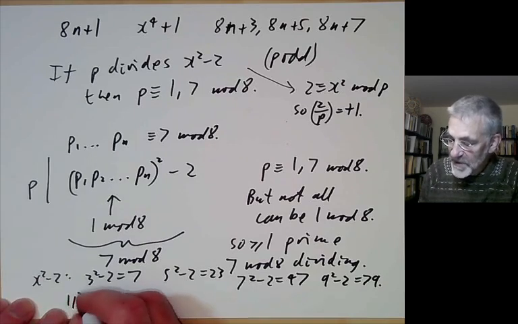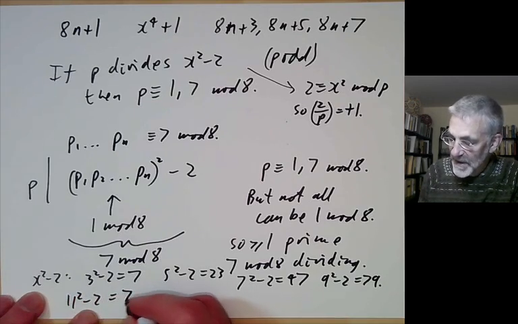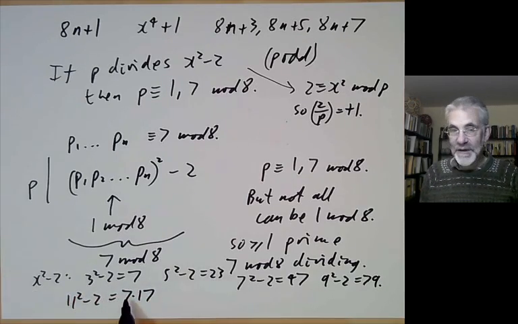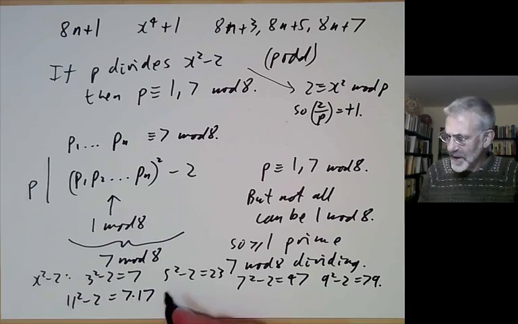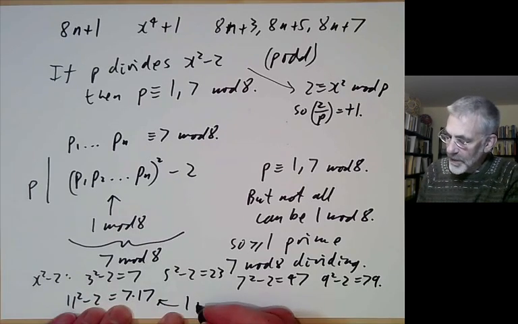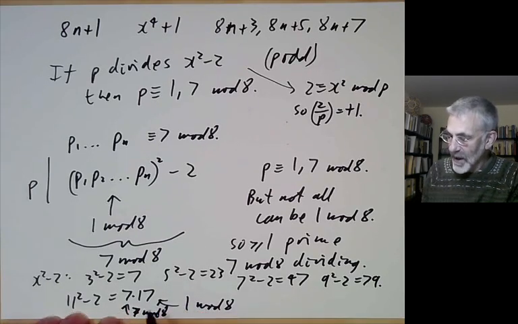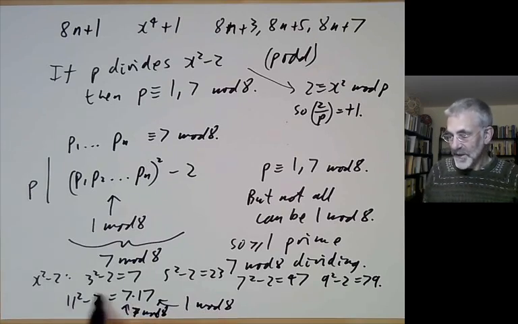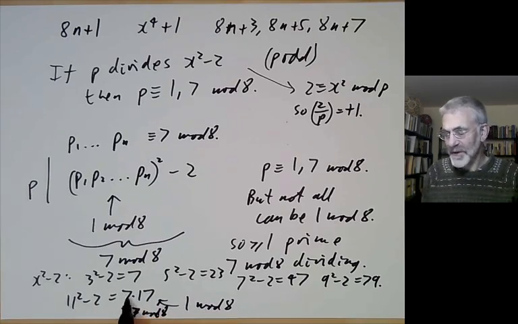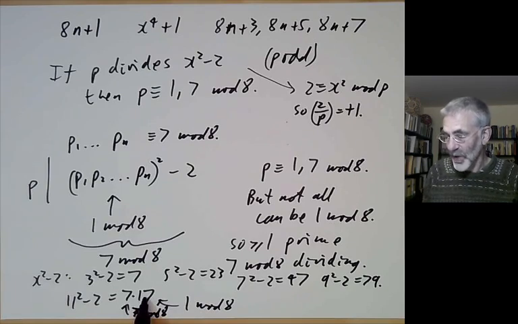But when we get to 11 squared minus 2, this is equal to 7 times 17. And now we see that 17 is 1 mod 8, and 7 is 7 mod 8. So this isn't always prime, and some of its factors are not 7 mod 8, but at least one of them must be 7 mod 8.